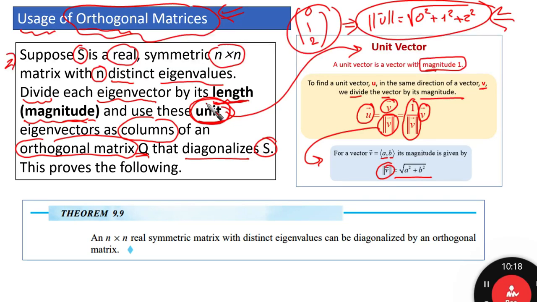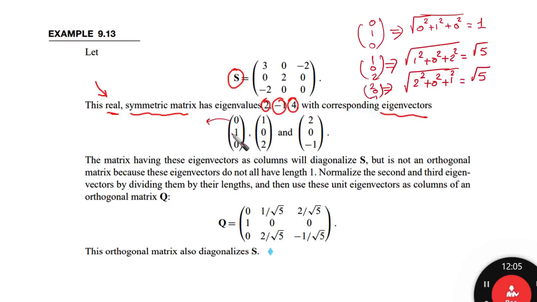The matrix has eigenvalues of 2, -1, and 4. So there are three distinct eigenvalues with corresponding eigenvectors. The corresponding eigenvectors are (0, 1, 0), (1, 0, 2), and (2, 0, -1). Okay, so these are the eigenvectors of this matrix. Now we are going to form a matrix called Q.